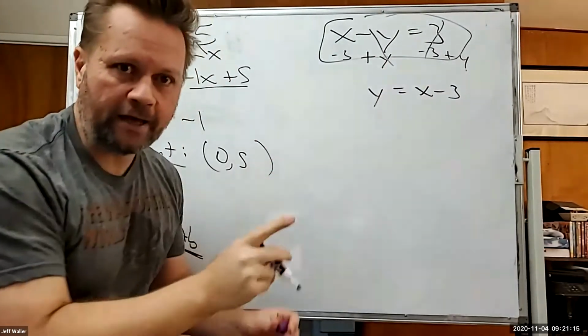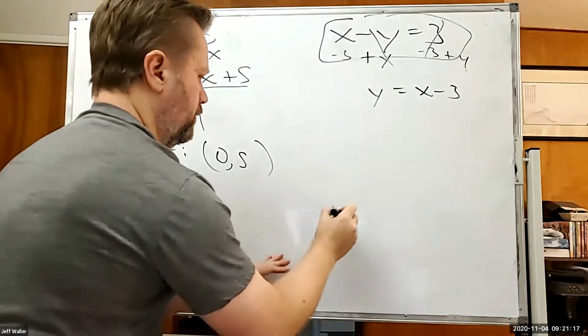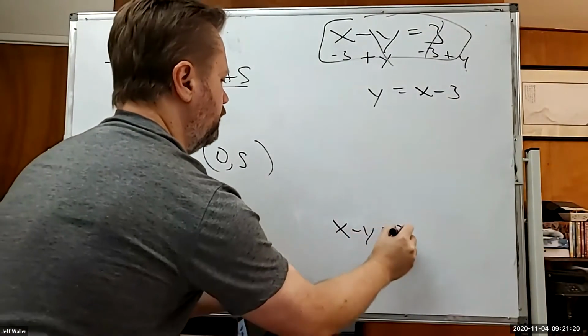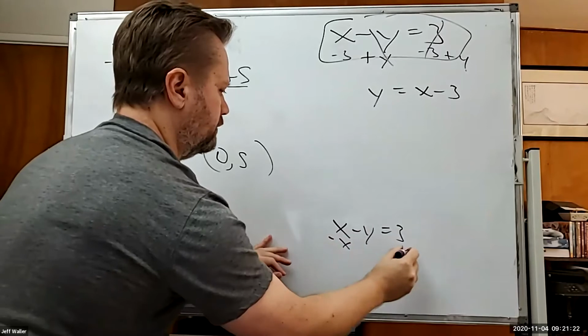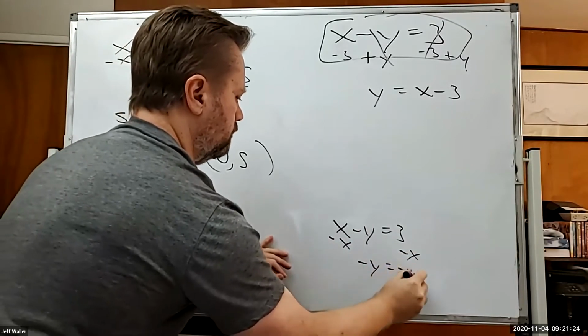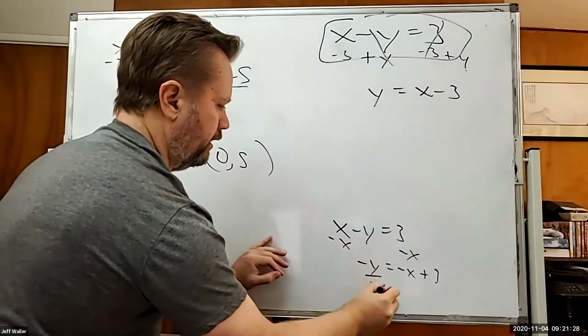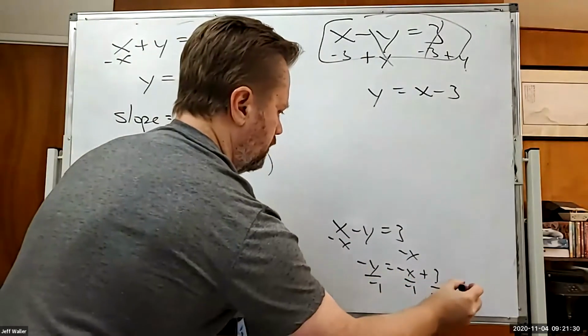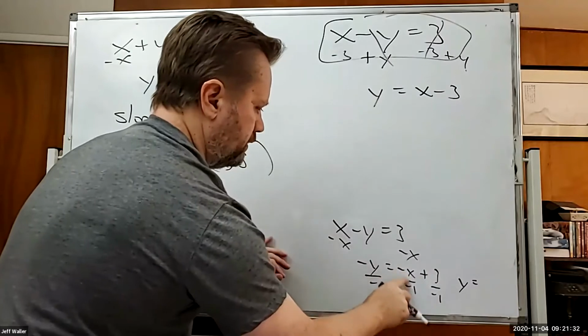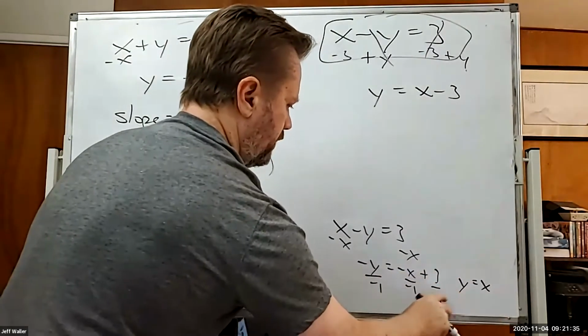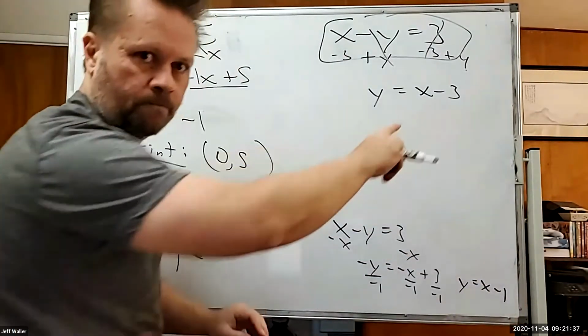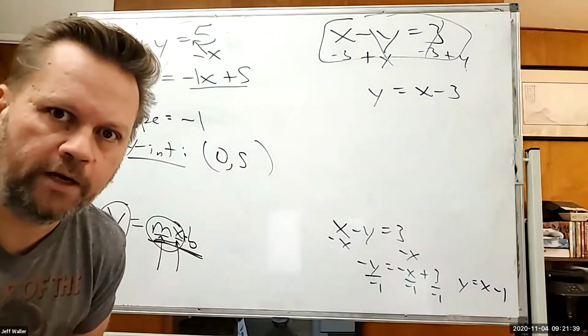If you don't like what I just did, you have to be careful when you solve this. If you subtract x, the negative is still there. You have to divide by -1. And then you get y equals positive x minus 3, like I just did there. You guys with me? Be a little careful when you're solving.